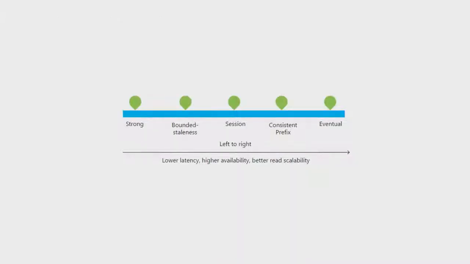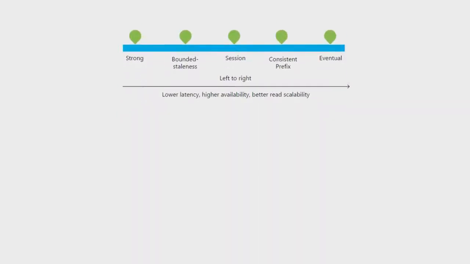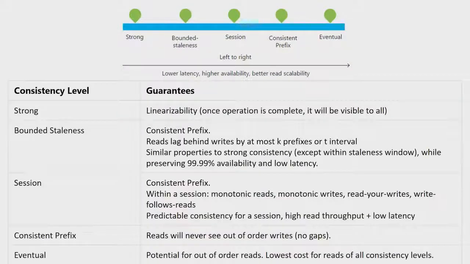Now, let's talk about each of the different consistency models, because I realize this is a new, novel space. Here I have the 5 consistency models: strong, bounded staleness, session, consistent prefix, and eventual, labeled from left to right. If you go from left to right, we go from strong consistency to eventual, and this means lower latency, higher availability, and better read scalability as you move to the right. So let's demystify this and talk about some actual real-world scenarios.